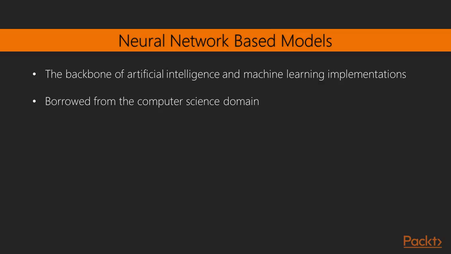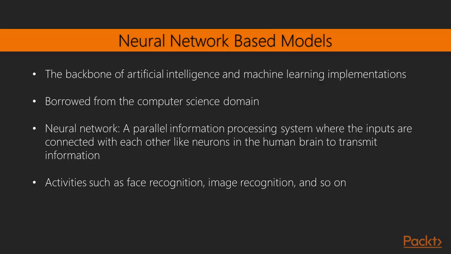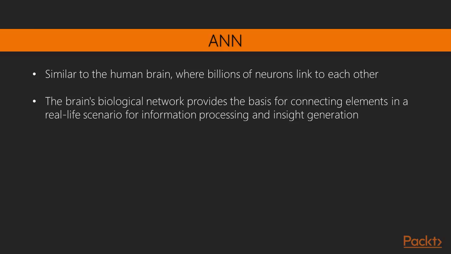Borrowed from the computer science domain, a neural network can be defined as a parallel information processing system, where inputs are connected with each other, like neurons in the human brain, to transmit information so that activities such as face recognition, image recognition, and so on can be performed. Artificial neural network, ANN, functions in a way that is similar to the human brain, where billions of neurons link to each other for information processing and insight generation. The brain's biological network provides the basis for connecting elements in a real-life scenario for information processing and insight generation.